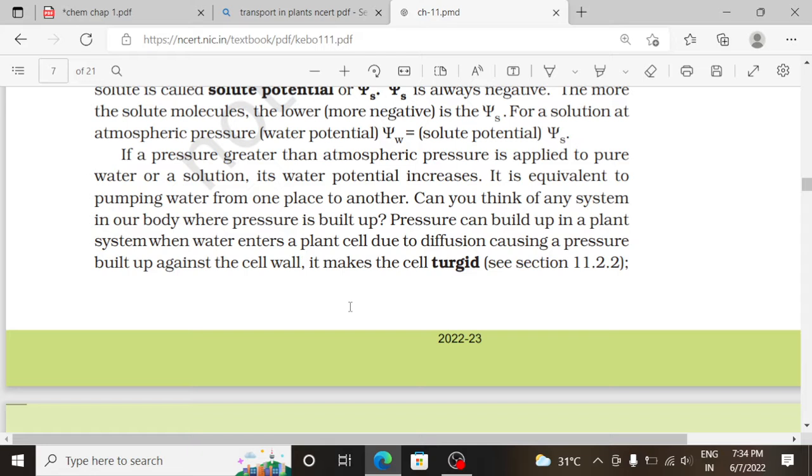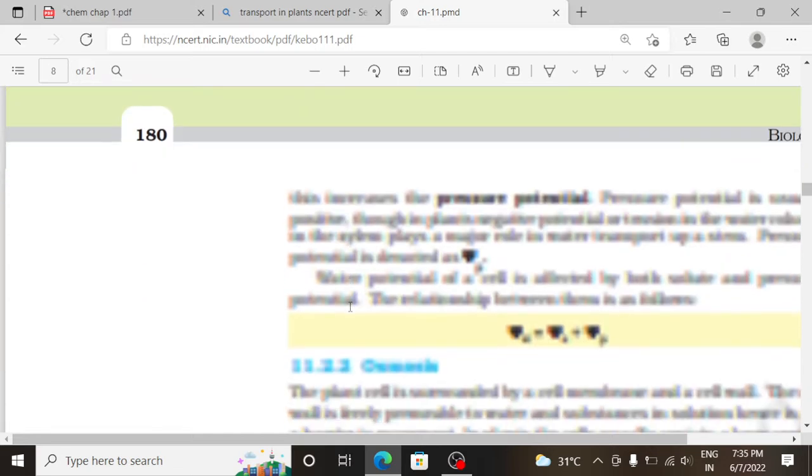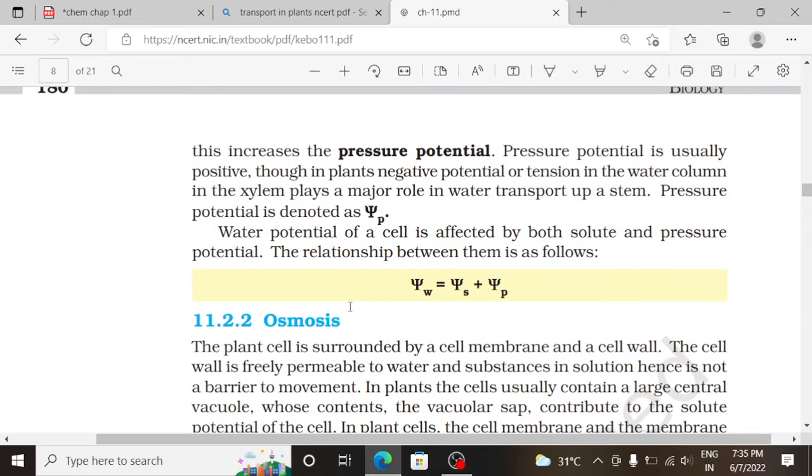Pressure can build up in a plant system when water enters a plant cell due to diffusion, causing a pressure build up against the cell wall. It makes the cell turgid. This increases the pressure potential. Pressure potential is usually positive, though in plants, negative potential or tension in the water column in the xylem plays a major role in water transport up a stem. Pressure potential is denoted by psi P.